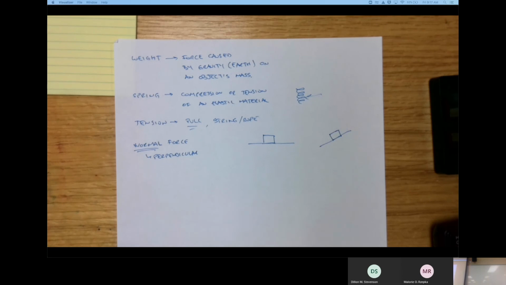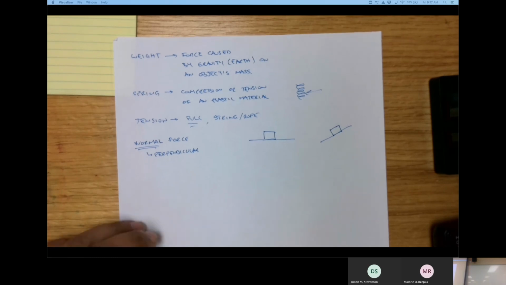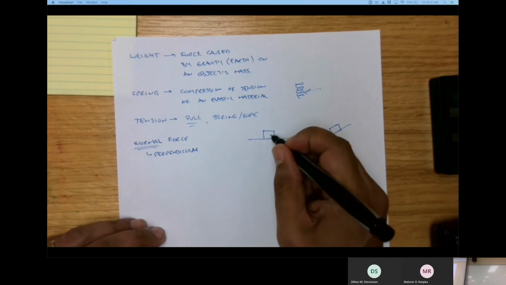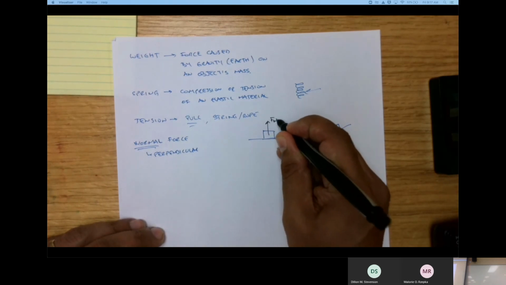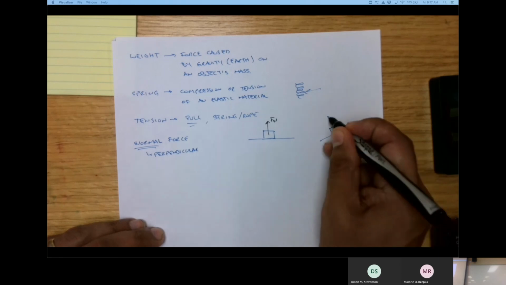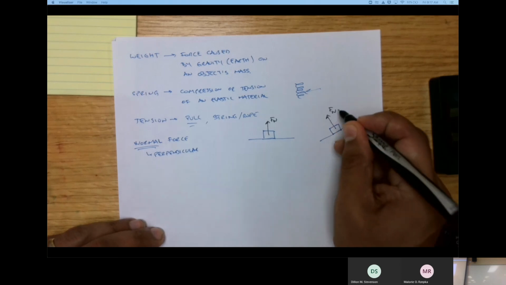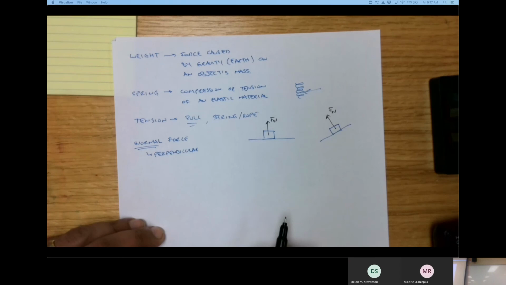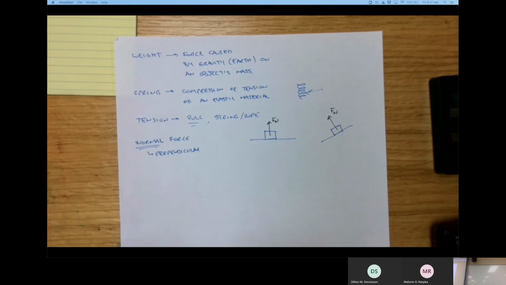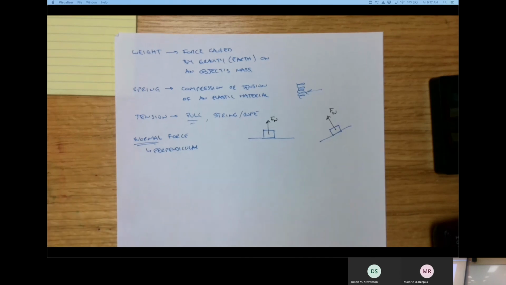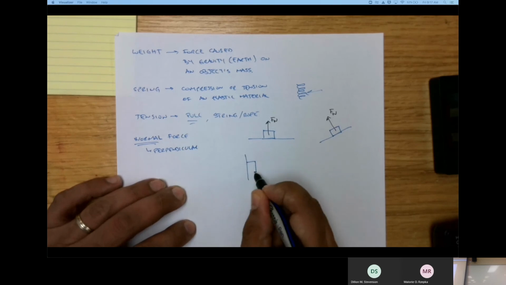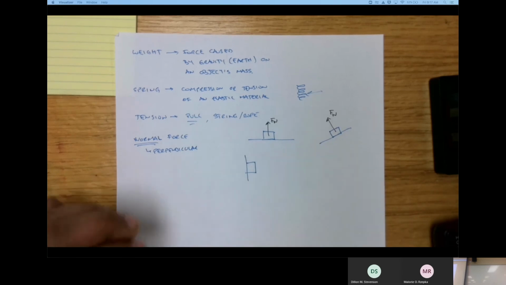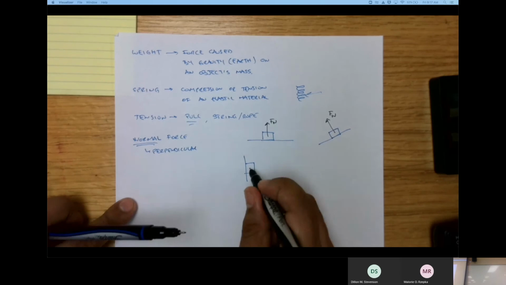I'm always going to have a normal force caused by the object on the surface. And the normal force is going to be perpendicular to the surface. So in this case, the normal force is going to go like this. In the second case, the normal force is going to go like this. If I had a wall and a book pushing on it, then I'm going to have a normal force like this.